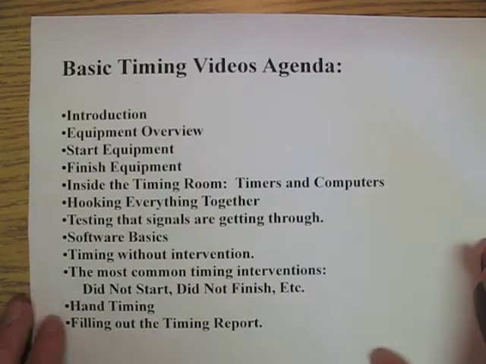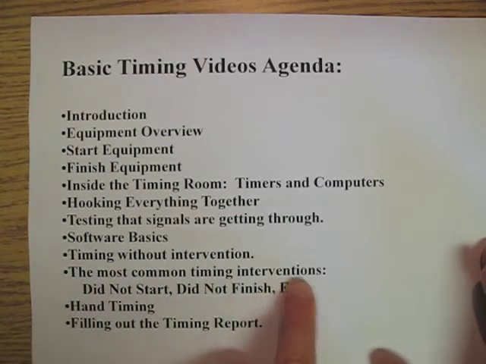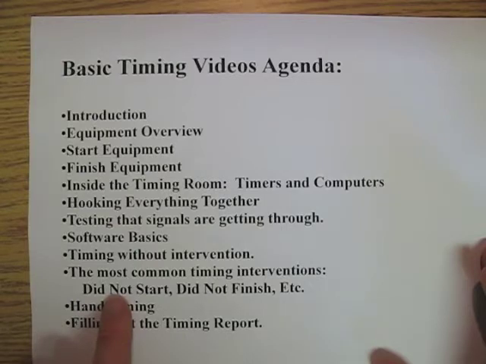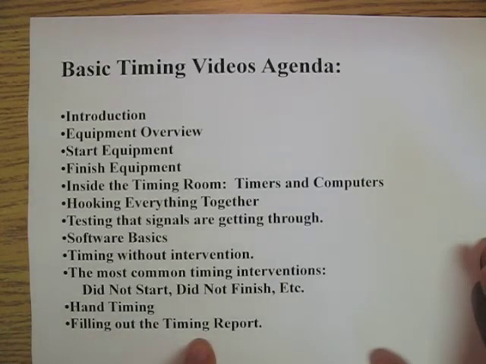But of course we can't do that all the time. There's going to be things that we have to do to intervene during the running of the ski race. So then we're going to look at the most common interventions, such as did not start, did not finish, etc. Then we're going to look at hand timing, and then the last thing that we're going to do in our basic timing video series is filling out the timing report.